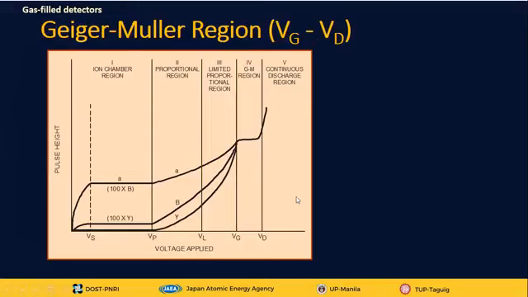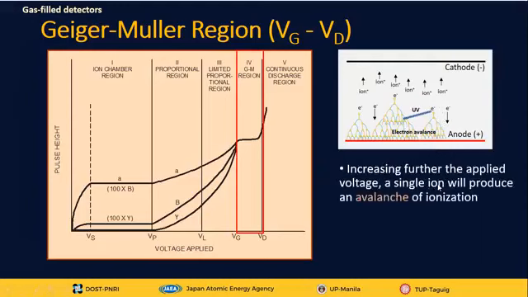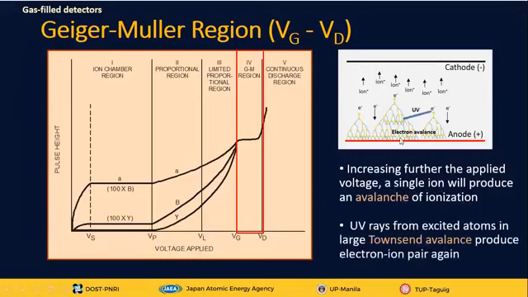The major or the last class of gas field detector is the Geiger-Müller tube, the origin of the name Geiger counter. Operating at much higher voltage than other detector types, they differ in that each ionization reaction, regardless of whether it is a single particle or a strong field, causes gas amplification across the entire length of the anode tube. So the increase in voltage causes an avalanche of ionization coming only from a single ion. The UV rays also form from the excited atoms and cause a Townsend avalanche, producing electron-hole pairs again and again.